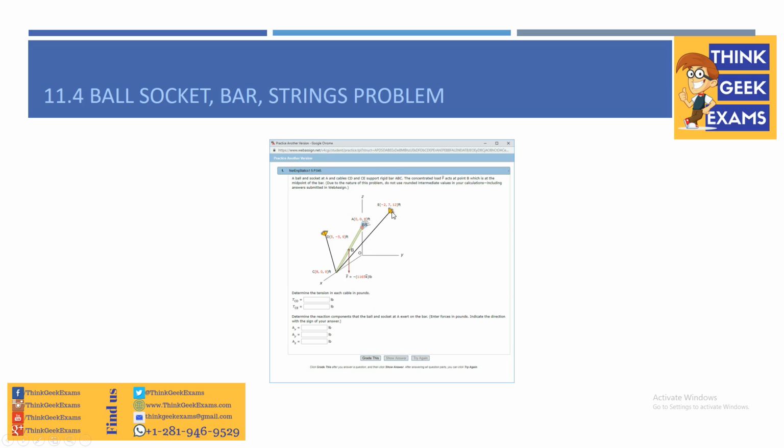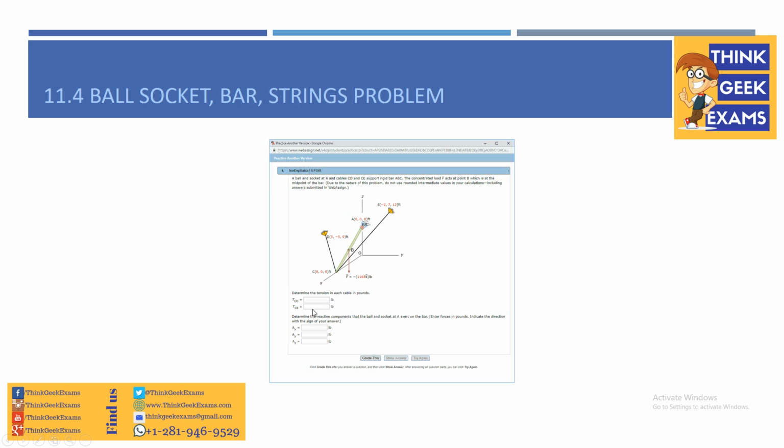Basically they're fastened here, D and E, and B is the midpoint of AC where force F is being applied in the downward direction, and the force is minus 1165 pounds. So the previous one was in newtons, this one is in pounds, so that's not a big deal.